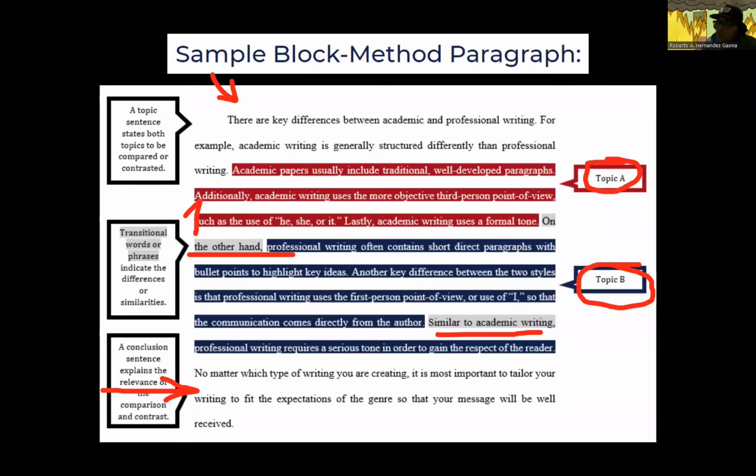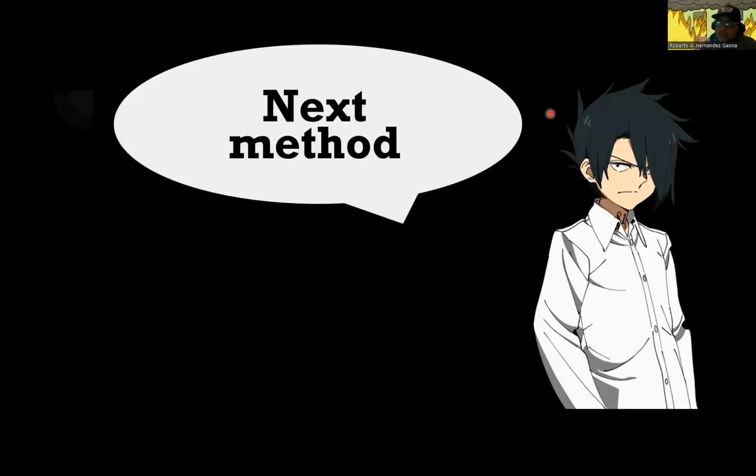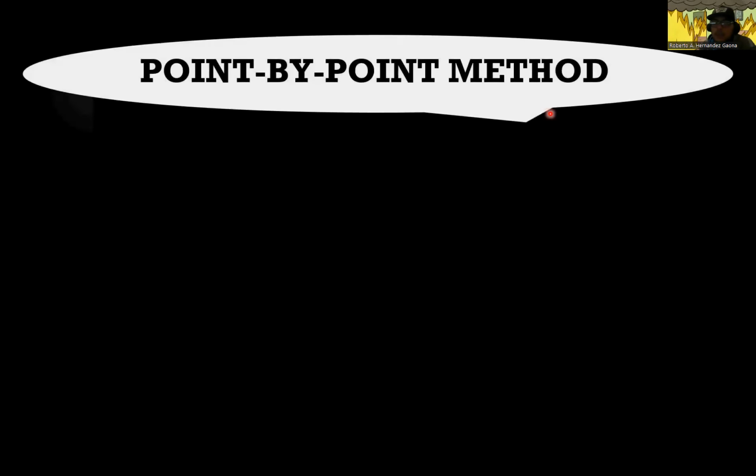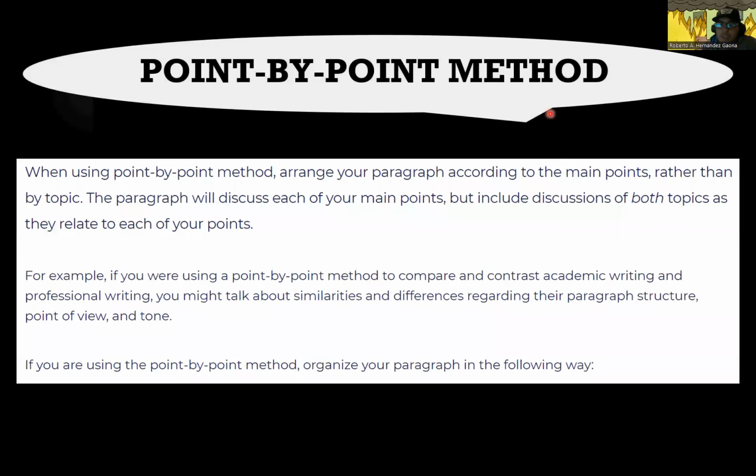Now, let's go to the other type of method, which is, yes, point by point method. All right, let's dive into it. So point by point method is basically organizing something by subtopics, if that makes sense, right? So in the first, we're using the same example again, okay? We're still trying to compare academic writing and professional writing, but in this case, we're not going to focus on mentioning all of academic writing first and then all of professional writing.